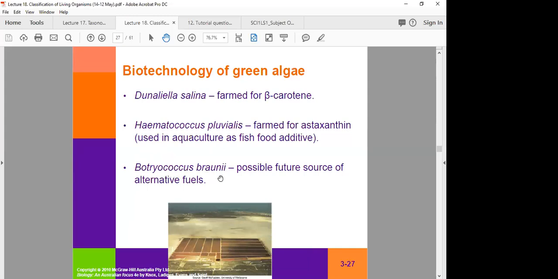Next, Botryococcus braunii. This is a really interesting example. This green algae actually produces these long chain hydrocarbons, very similar to what you would find in crude oil. So they're actually looking at using these hydrocarbons as an alternative fuel source. Fascinating.